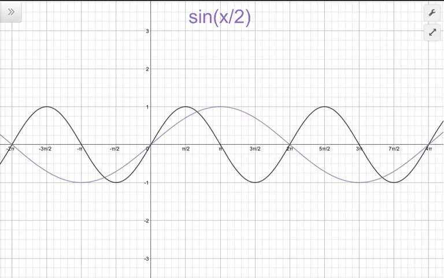Now I want to look at what happens when our b, the number we're multiplying our x by on the inside, is a fraction. So in this case, it's 1/2.